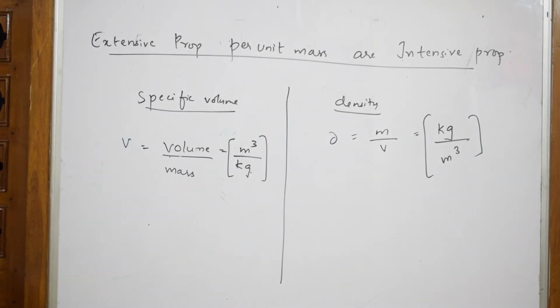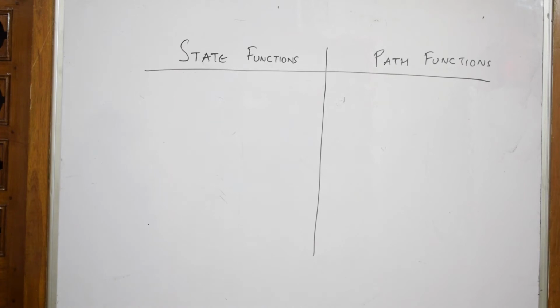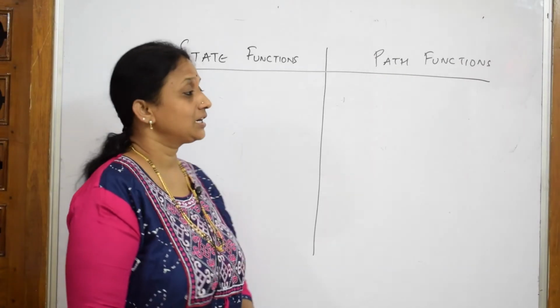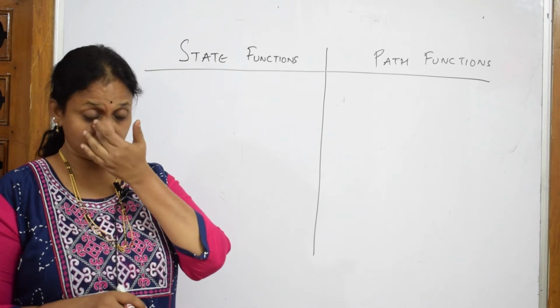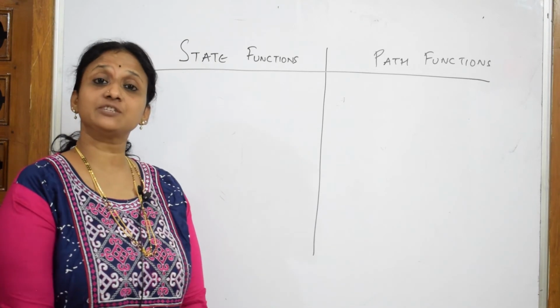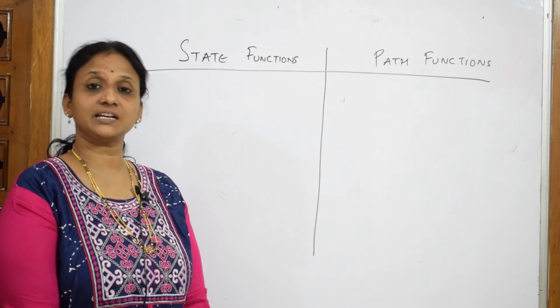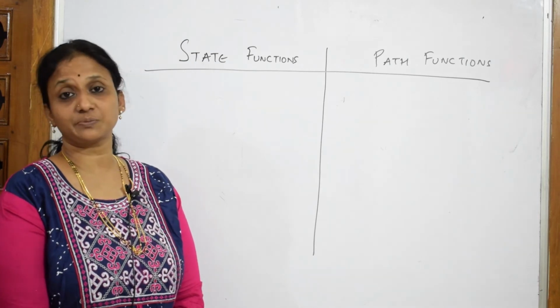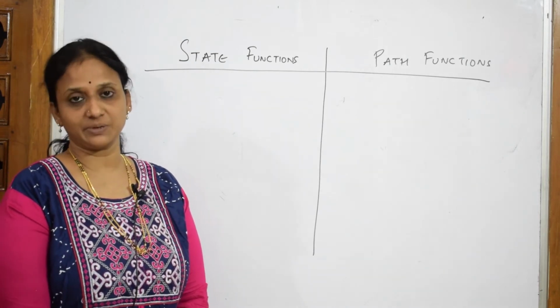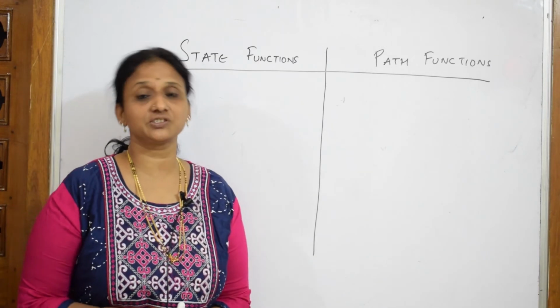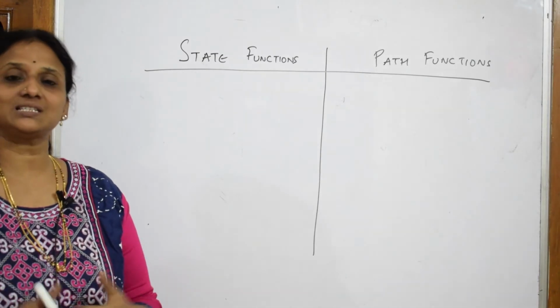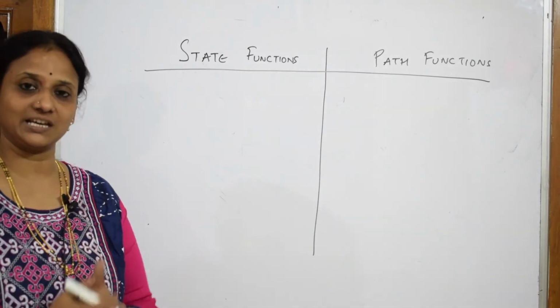Right. So after the open system, closed system, and isolated system, we have studied a concept called intensive and extensive properties: extensive are mass dependent, and intensive are mass independent. Now gradually we'll go into the topic of state functions and path functions. Once we know this, it's easy for us to apply in all the cases.